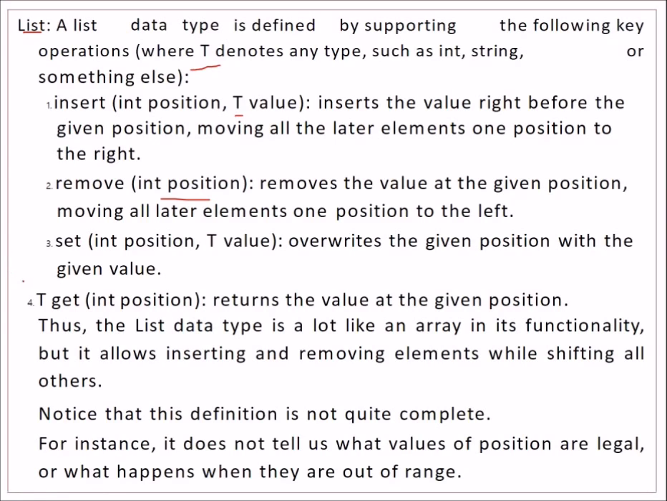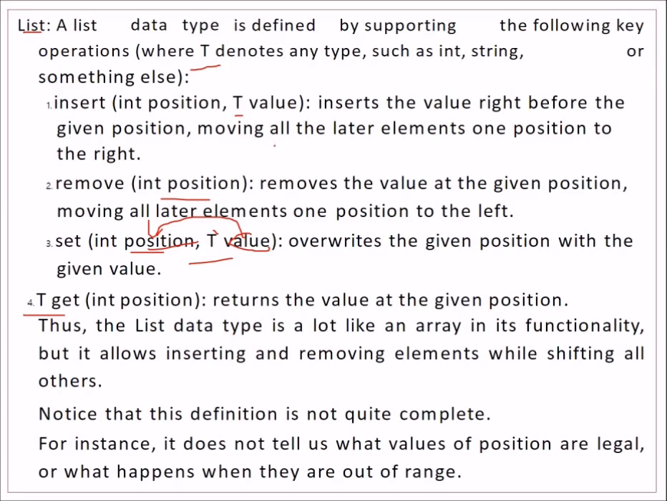Then set. What is set? We have a position and a T value. It overrides the given position with the given value, so this value of any type T will be overwritten at this position. Then get returns the value at the given position. So these are the various operations.